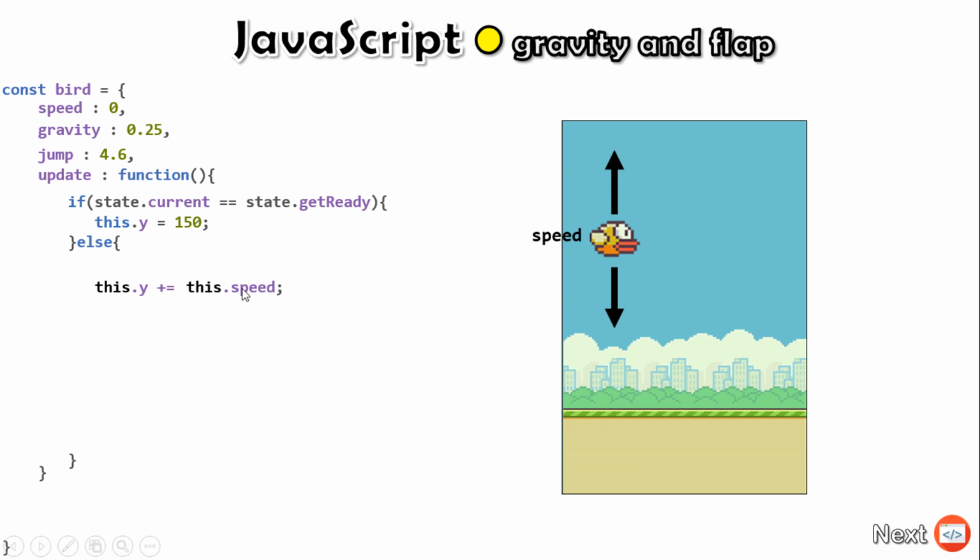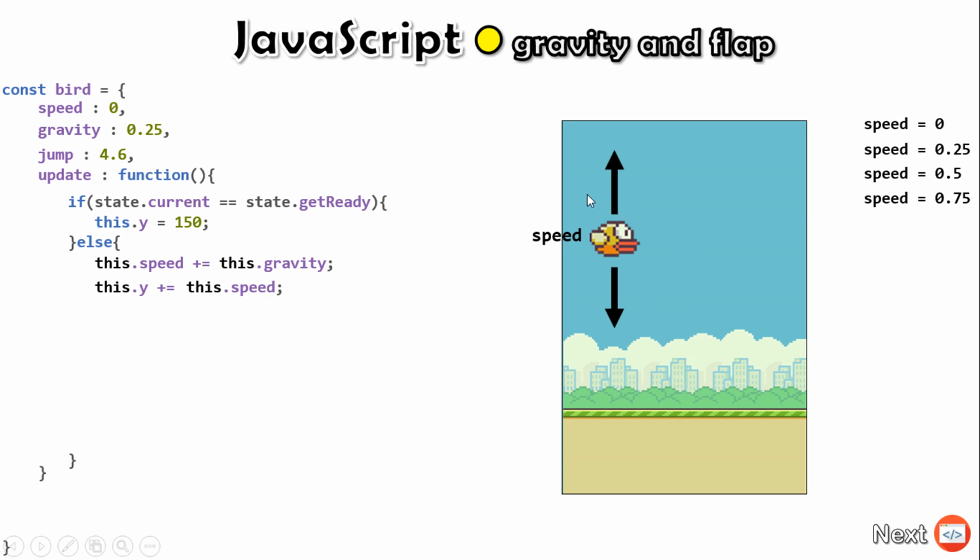So that speed will be changed based on the gravity, so the bird will go to the bottom, or based on the player's click on the canvas, meaning when the bird flaps. So the speed here is always incrementing by the gravity. There's always gravity. So speed plus equal gravity will make the speed go from 0 when the game starts to 0.25, 0.5, 0.75. So each frame the speed will increment by 0.25. So you may say that the bird here is going faster and faster to the bottom, and that's what we want.